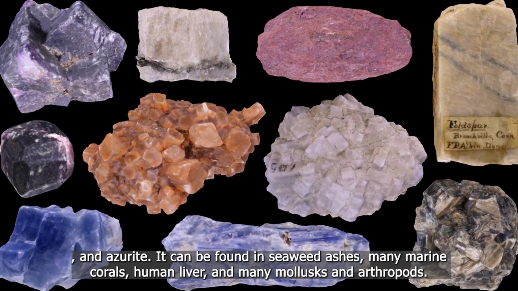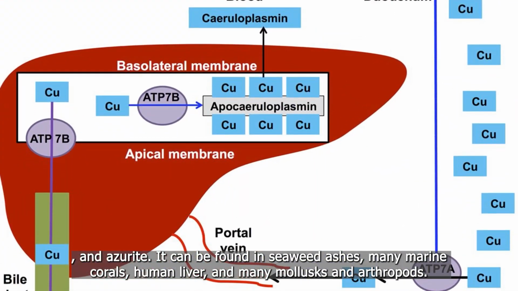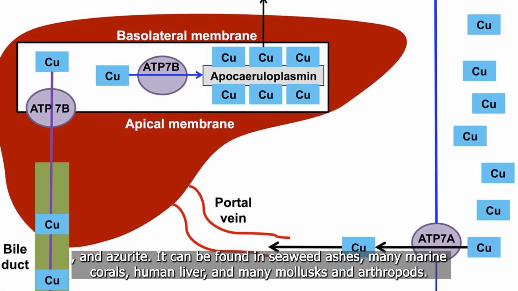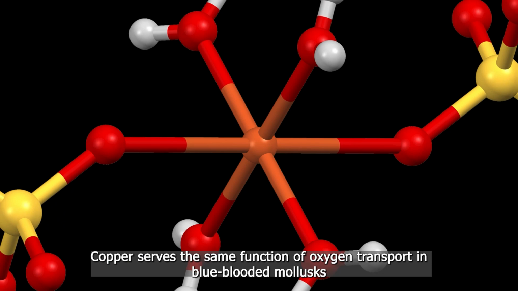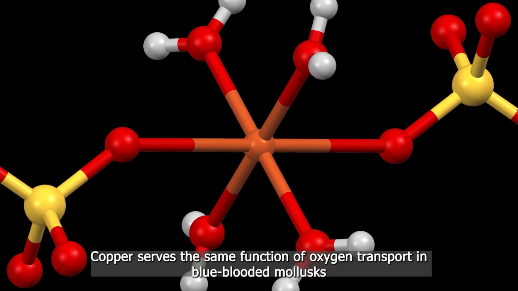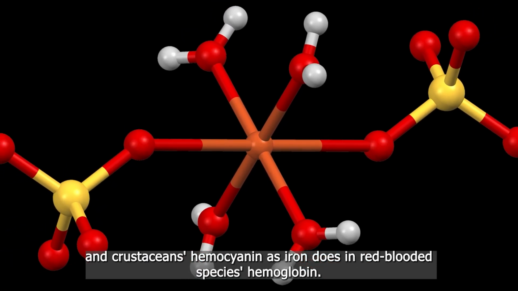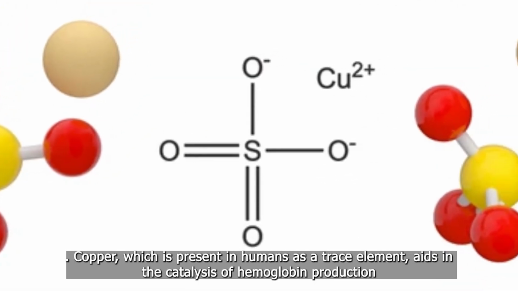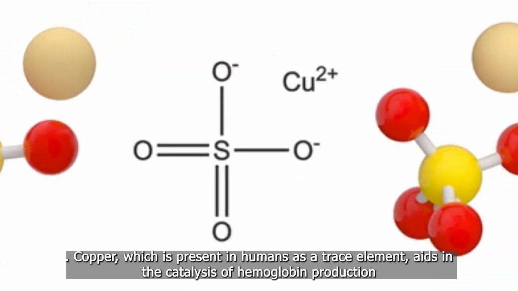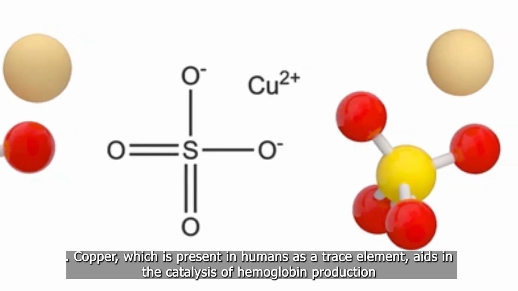It can be found in seaweed ashes, many marine corals, human liver, and many mollusks and arthropods. Copper serves the same function of oxygen transport in blue-blooded mollusks and crustaceans, hemocyanin, as iron does in red-blooded species, hemoglobin. Copper, which is present in humans as a trace element, aids in the catalysis of hemoglobin production.